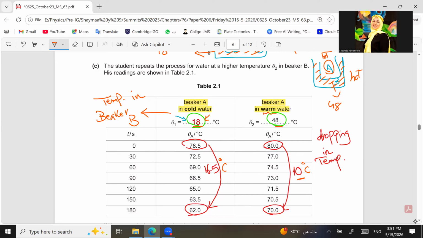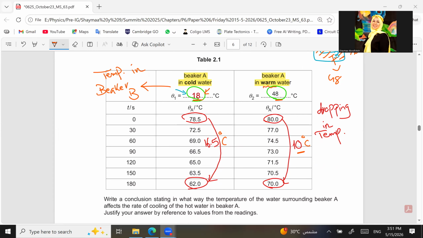Which one of them has the faster rate of cooling? The rate of cooling is faster in which one? It means that when I use a cold surrounding temperature, as you see, the cooling rate is faster. The 16.5, the temperature has dropped a lot. But here just 10, it means the rate of cooling is slower.